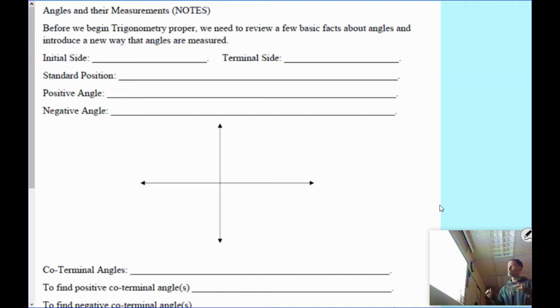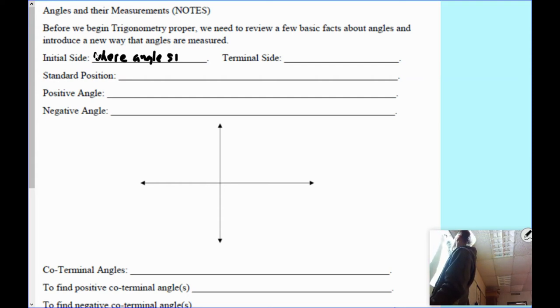Okay, so before we even get into that, though, let's talk about a little bit of vocabulary. So remember from geometry, or even middle school, what is an angle? An angle is two rays that meet at a vertex, right? And an angle has an initial side and a terminal side. So the initial side is literally where it starts. In other words, it's where we're going to start the measurement from. And then the terminal side is where it ends.